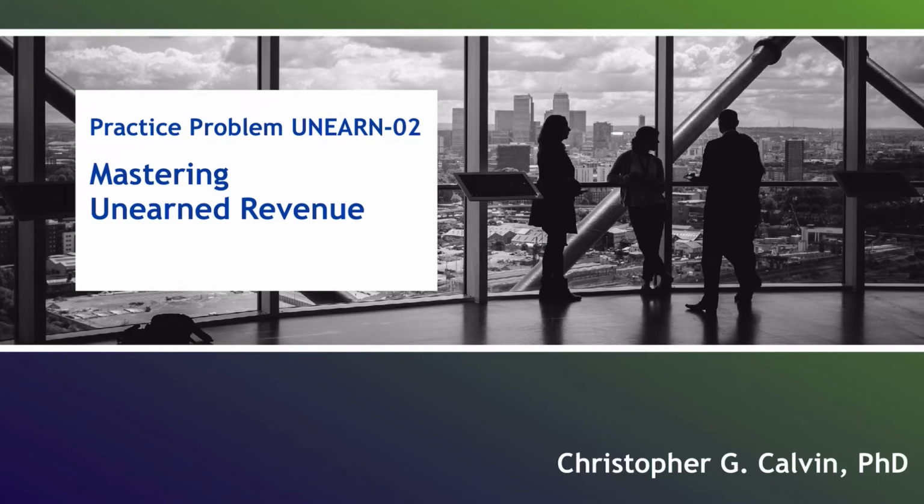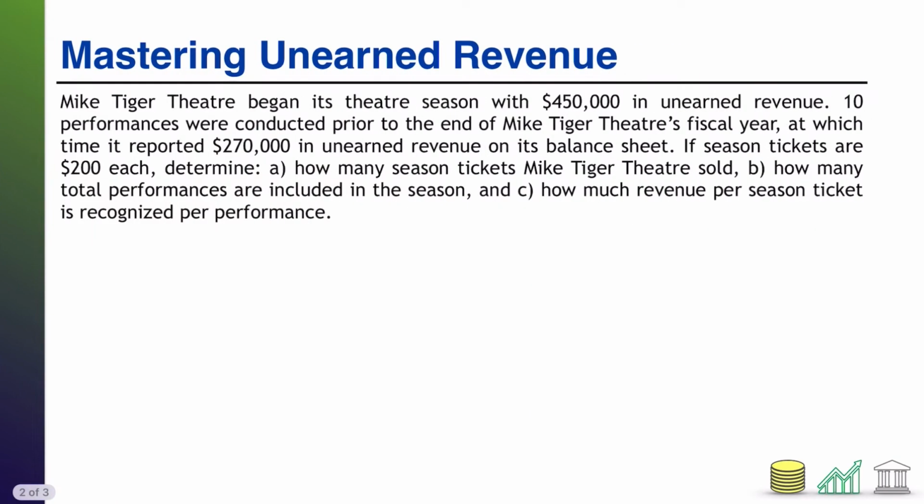I call this one Mastering Unearned Revenue because it's going to really put your understanding of how unearned revenue works to the test. Here we go. Mike Tiger Theater began its theater season with $450,000 in unearned revenue. So that's on the balance sheet in the unearned revenue account.